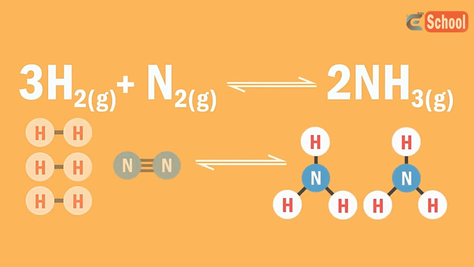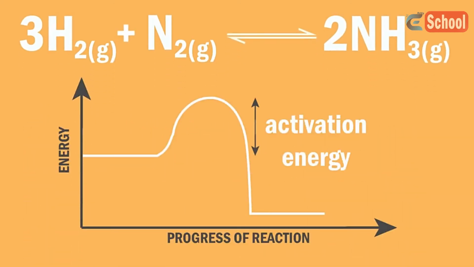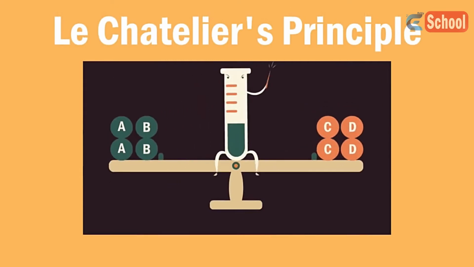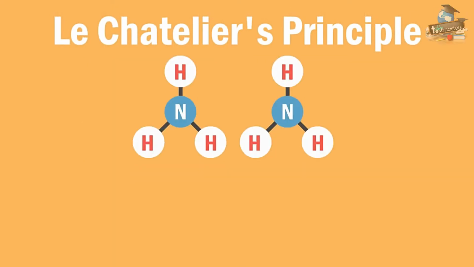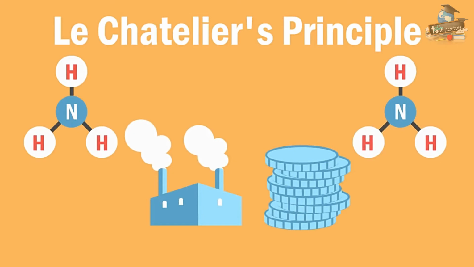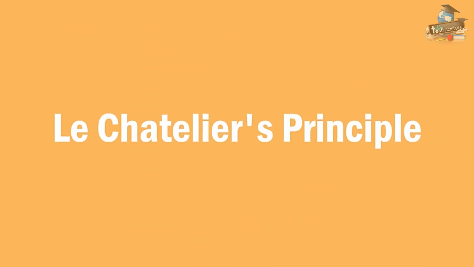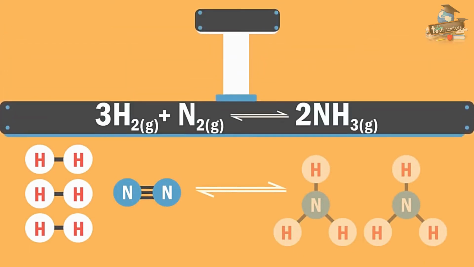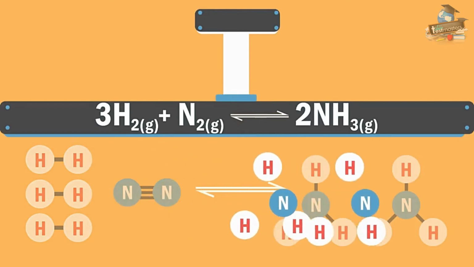Let's revisit this reaction again. Note that this is a reversible reaction and that the forward reaction is exothermic. The Haber process uses Le Chatelier's principle to maximize ammonia production while keeping operating and production costs in mind. Le Chatelier's principle tells us that increasing pressure will favor the side with fewer moles. For our case, the production of ammonia.